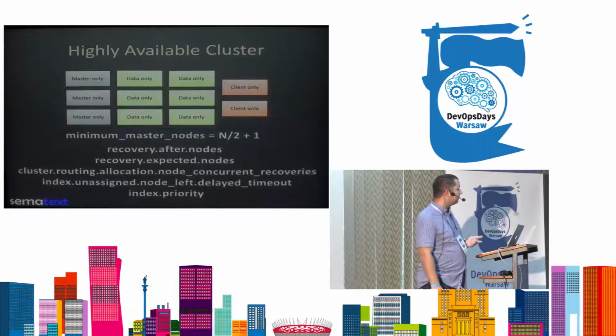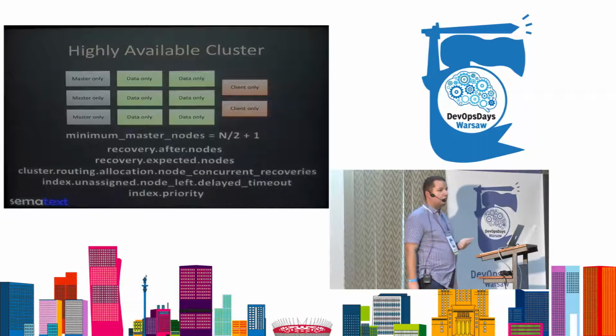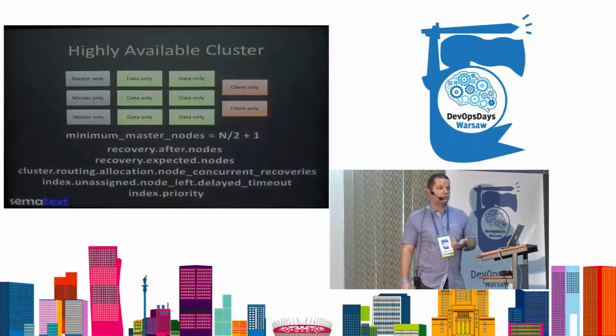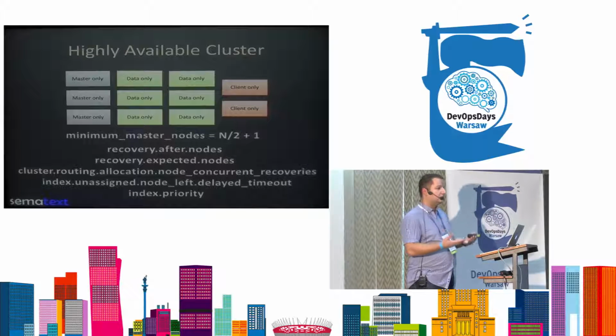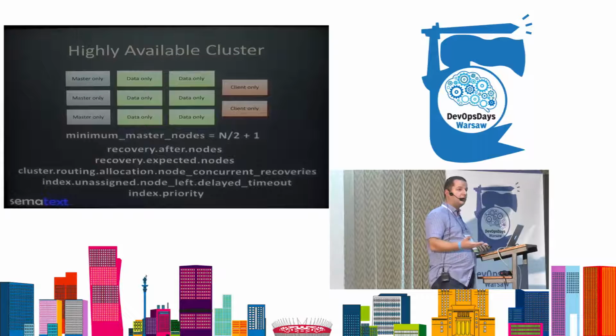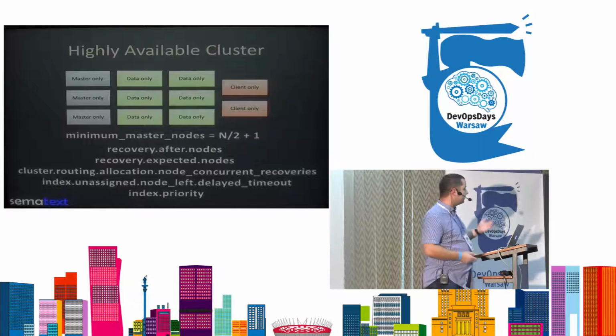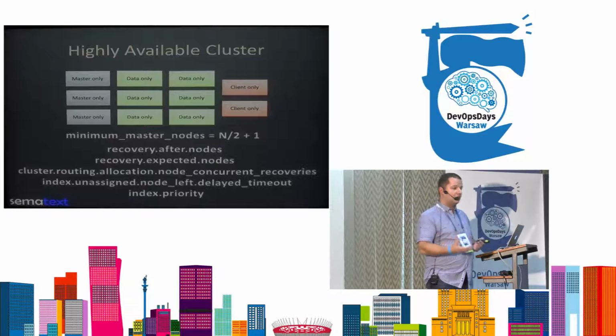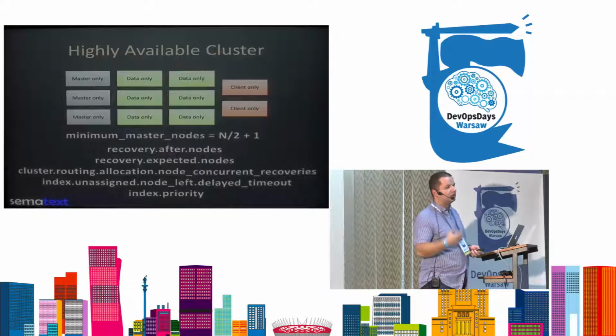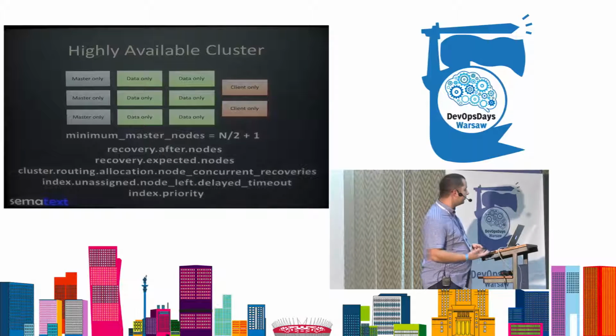Those are recover_after_nodes and recover_expected_nodes, which control the so-called recovery process, which is the process of reading the indices and bringing them to be ready for searching and indexing. We have the allocation node_concurrent_recoveries, which controls how much I/O and CPU Elasticsearch will actually use during the recovery process. The more concurrent streams you use, the higher the pressure on Elasticsearch and your disks, but the faster the recovery process will be.